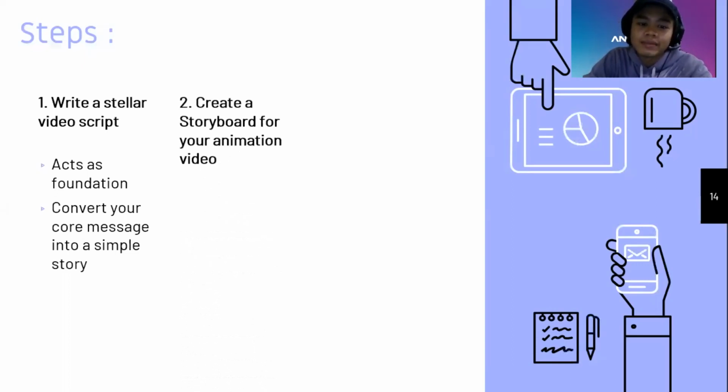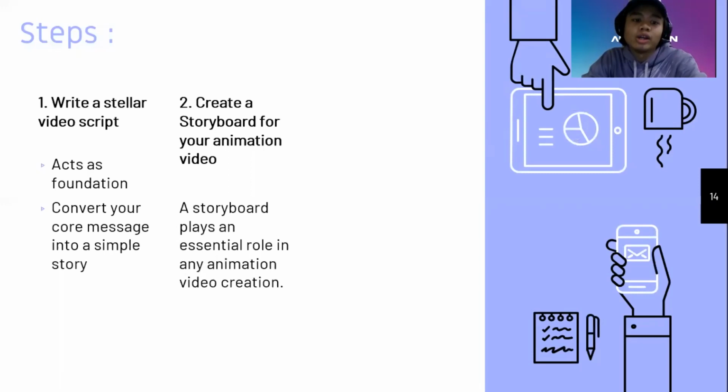The second step is to create a storyboard for your animation video. A storyboard plays an essential role in any animation video creation. It will give collaborators and decision makers an idea of how your final video might look even before you start creating.